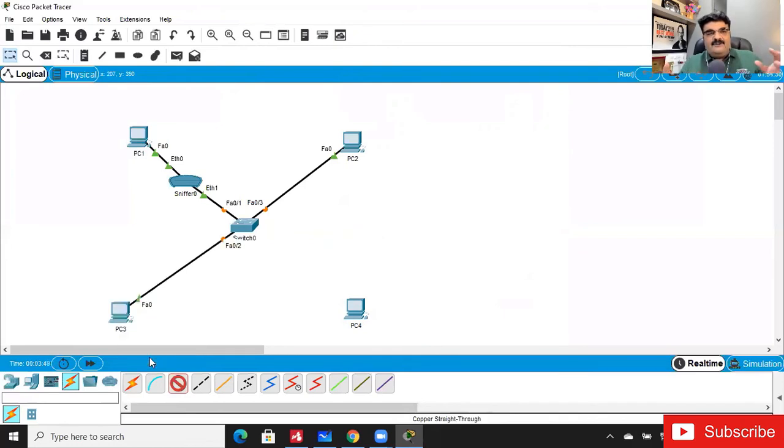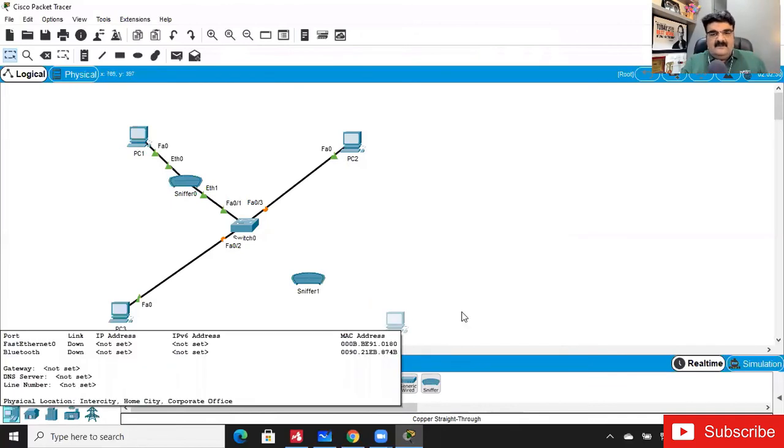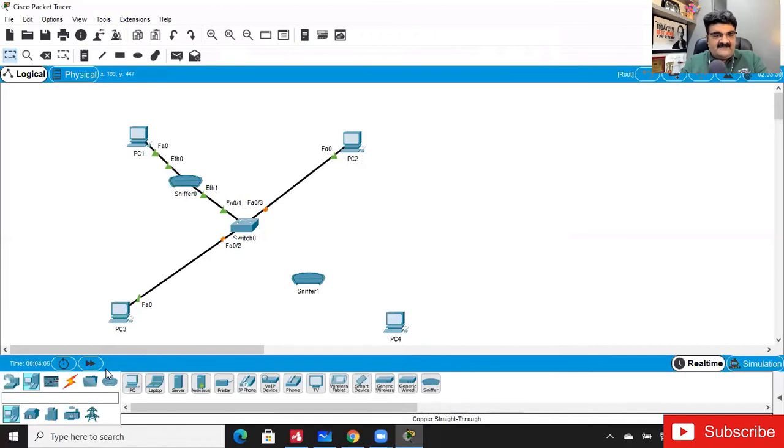Okay, now I'm going to add another sniffer tool over here. Why? Because we want to capture request and reply both. So I'm going to add another sniffer tool over here, and then we can compare this.